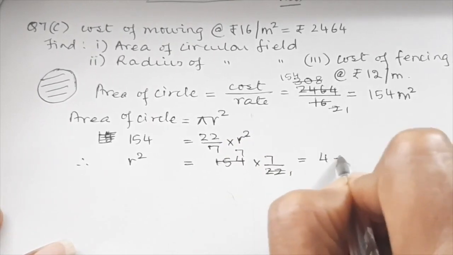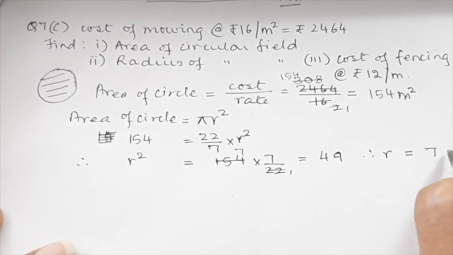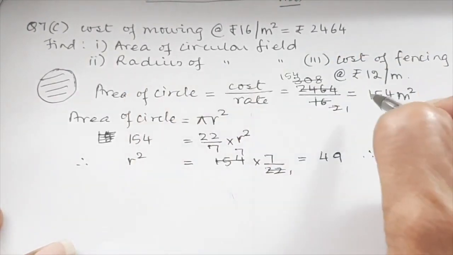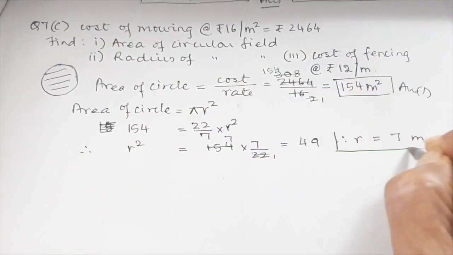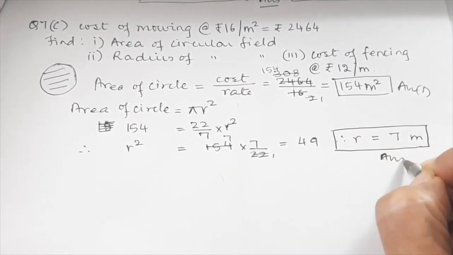Which is equal to 49. Therefore, radius is equal to 7 meters. Now, area of the circular field, we got this. We found our radius also, 7 meters, and this was our answer 2.